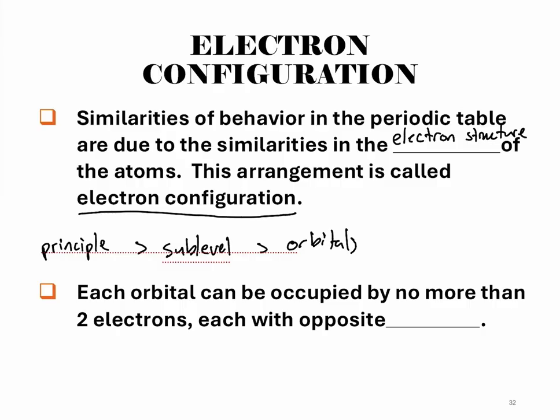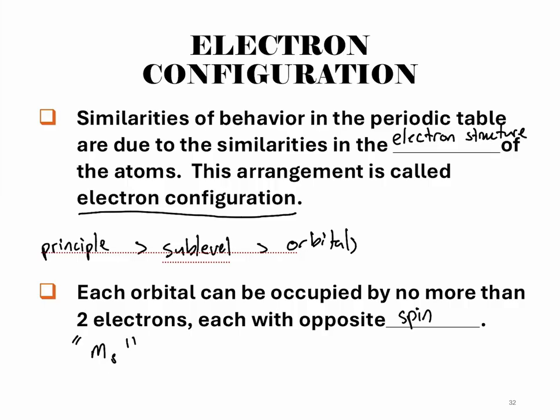The sublevels and the orbitals are related to the shapes. The principal level is related to the overall energy of that level. And each orbital can be occupied by no more than 2 electrons, and each one is going to have opposite spin. The last quantum number that we didn't mention is called m sub s.